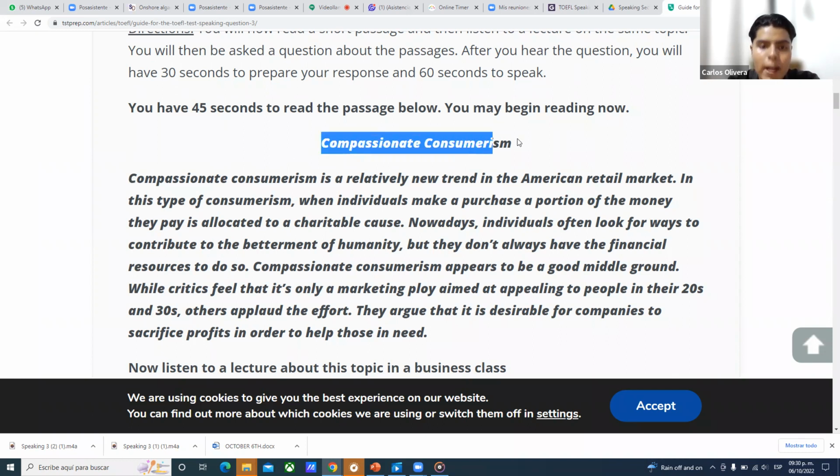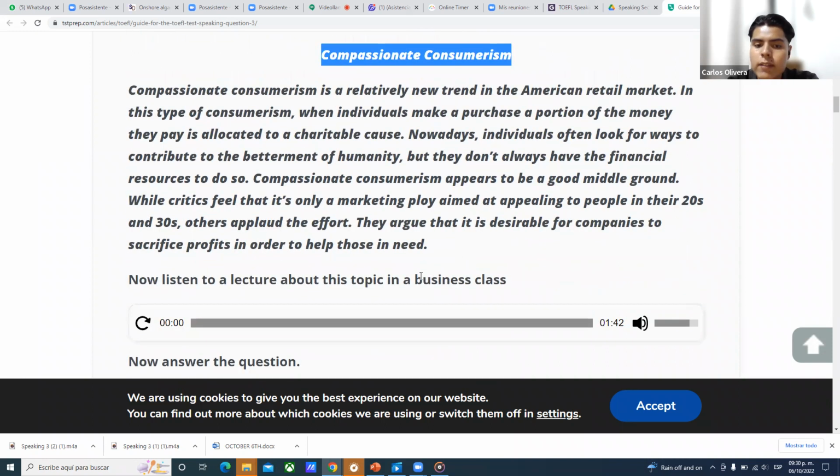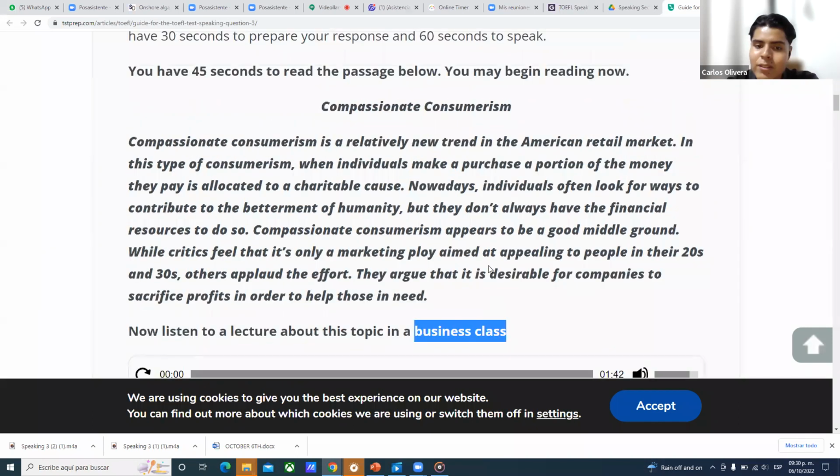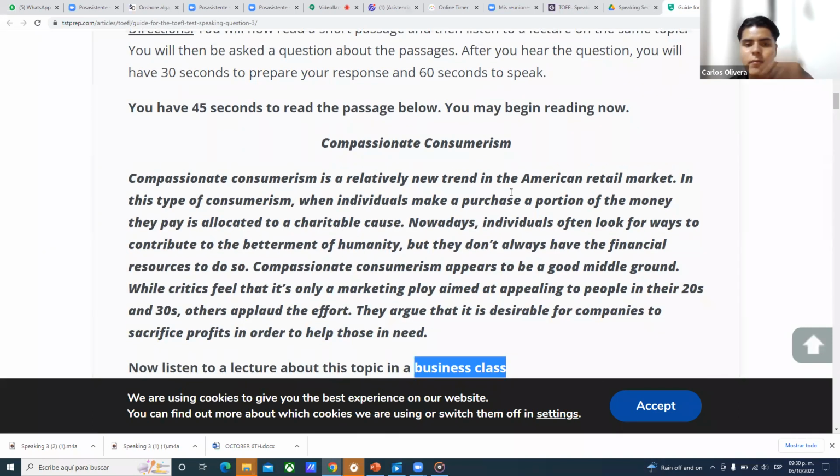This is about compassionate consumerism, a different topic. As you can see, I would say that this is a topic that, as you can read here, could be taught in a business class, right? So if there is somebody who studies business here, it's going to have some facility to understand this. But let's see. It talks about compassionate consumerism, and it goes like this.